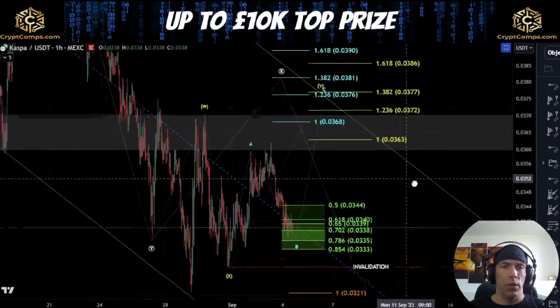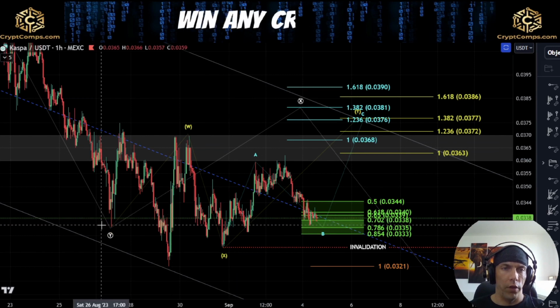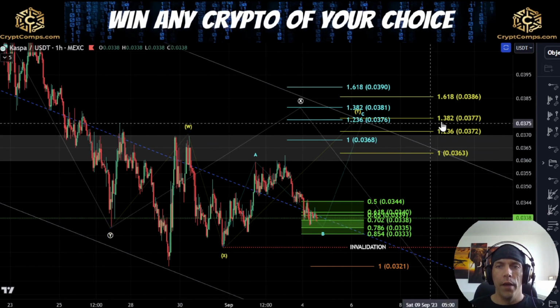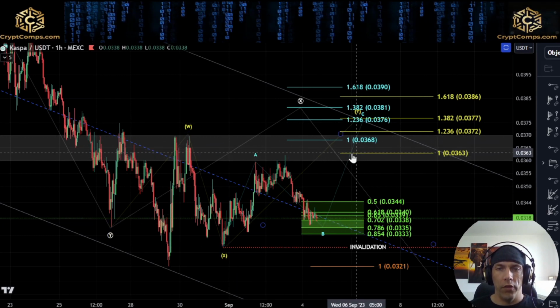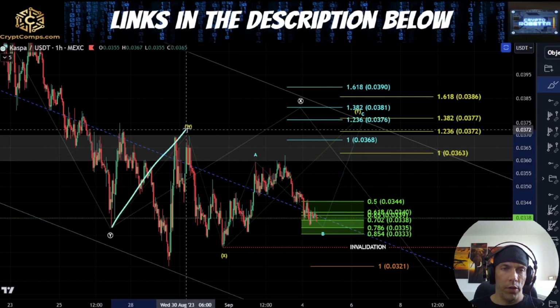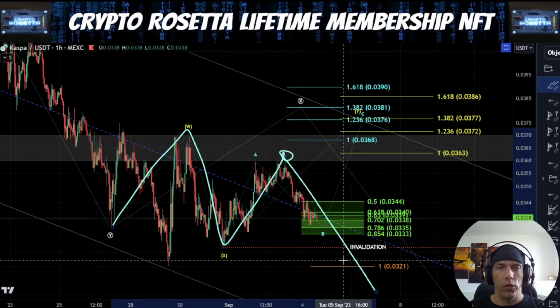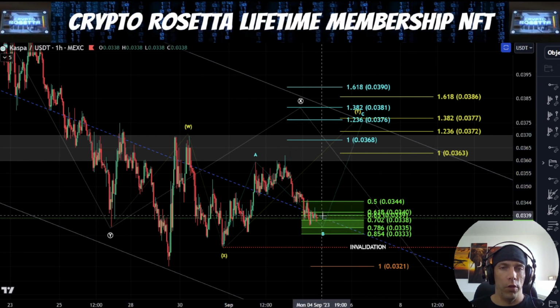So if we come in a bit closer here, what we can see is that we have the yellow count here, this W, X, and Y. Now, the 1-to-1 of this has actually been met already over here. So we need to be careful, because this could actually be W, X, Y, and we complete into this high, and then we just continue to break down from this current location.